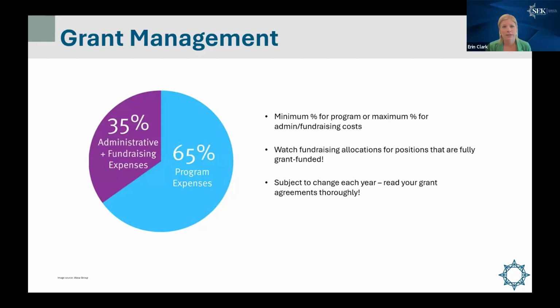Now, the reason that I titled this grant management is because I've worked with a lot of nonprofits that rely very heavily on grants, and every grant is a little bit different. I have seen situations where grant applications or grantors will specifically say, if you do not have a minimum of 70, or in some cases even 75% of program expenses as a percentage of total, don't even waste your time applying, because we are not going to fund your request.